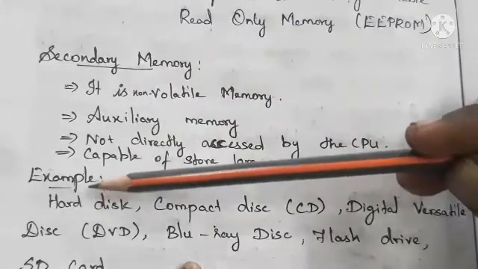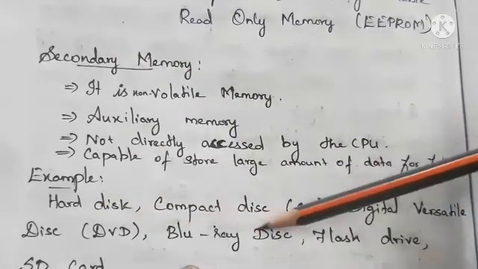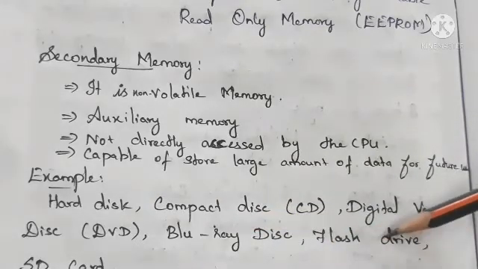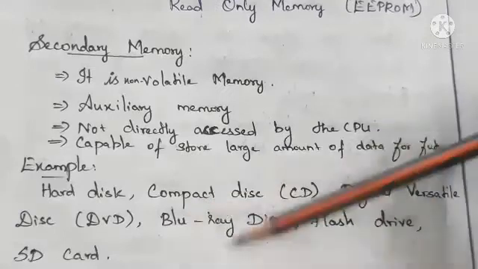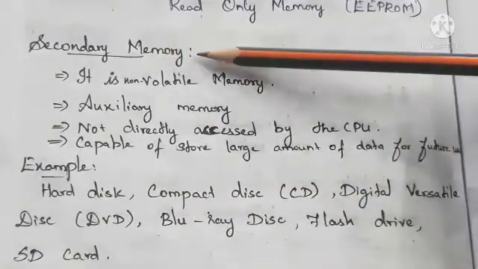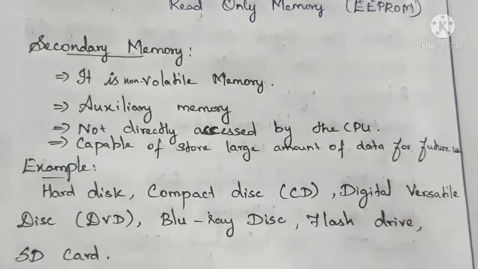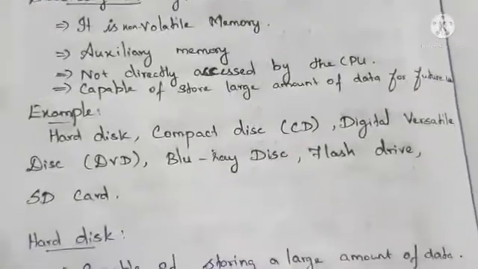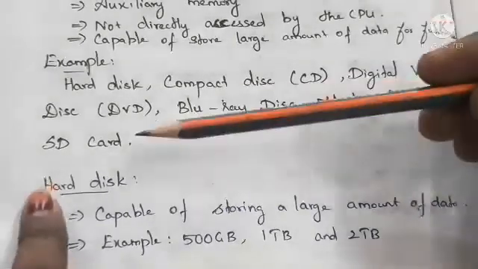See once again: hard disk, CD, DVD, Blu-ray disc, flash drive, otherwise we can call it as pen drive, and the last one is SD card. These are some examples of secondary memory. Next we can see each example one by one. So first one is hard disk. What is the use of the hard disk?